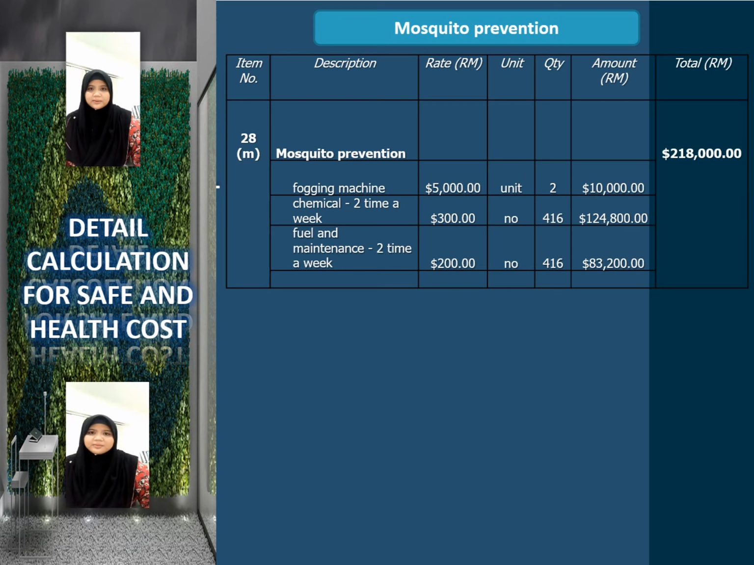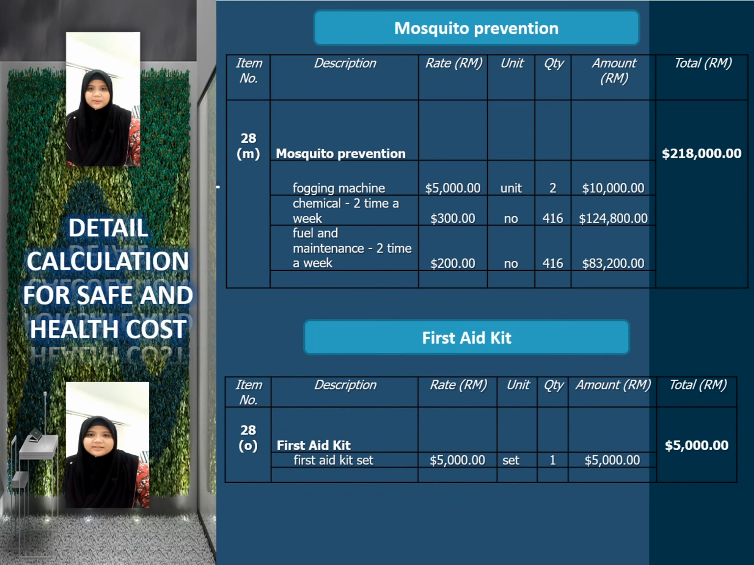The next item is 28O, first aid kits. So the cost for buying first aid kits is 5,000 ringgit Malaysia per set.